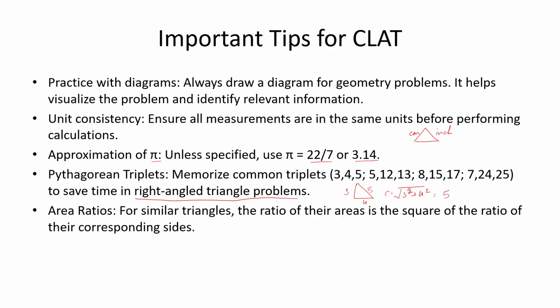When it comes to right angle triangles, please try these common triplets. If one side is 3 and the other side is 4, the third side would be 5. You don't need to calculate it. Similarly, 5, 12, and 13 is another triplet. 8, 15, 17 is another triplet for a right angled triangle. So these are some basic tips. The main thing is practice. Practice is very important.